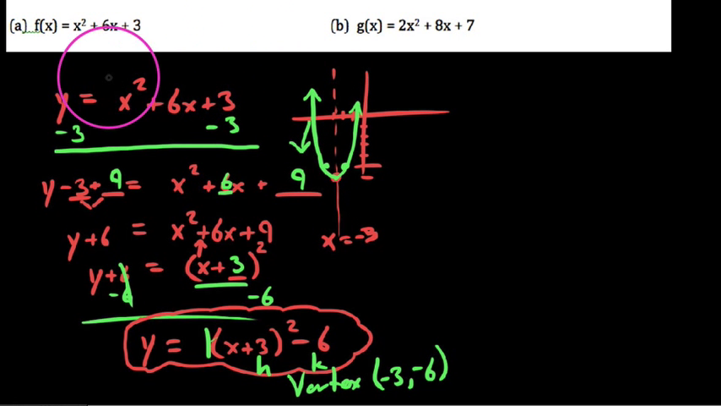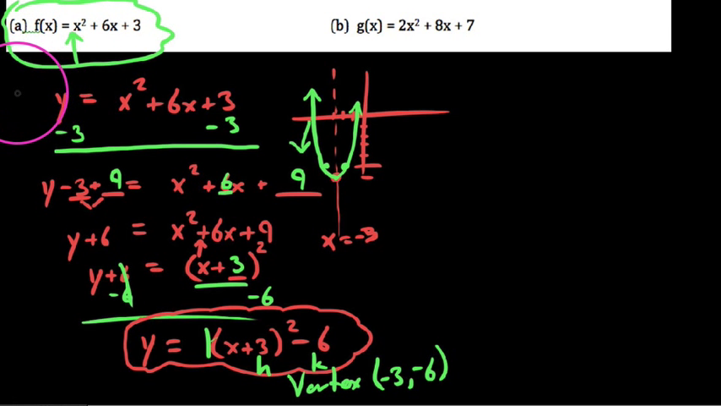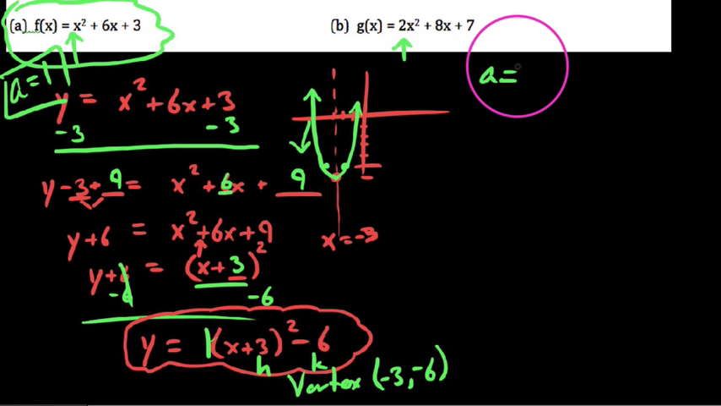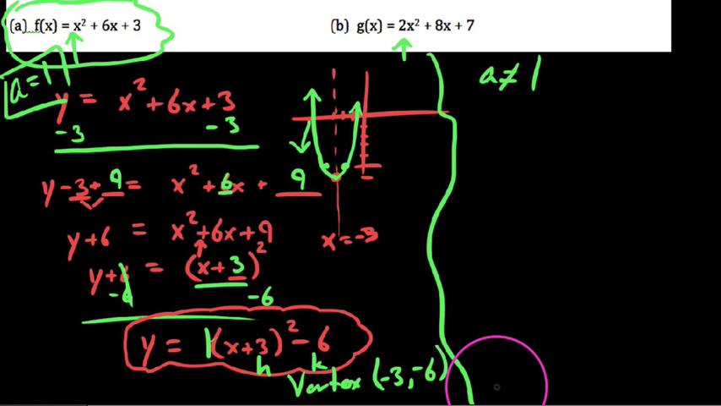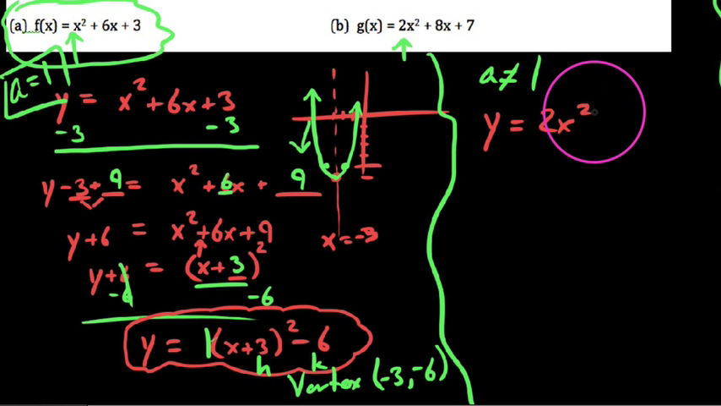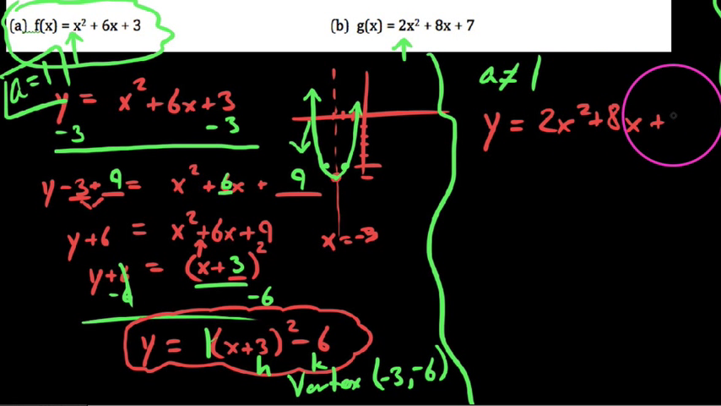Okay. So this is the instance that we work through if a is 1. If you're taking notes, we have to do an example where a is not 1. This is our a not 1 example. Let's start with what we've been given, which is y equals 2x squared plus 8x plus 7. We want to rewrite this into standard form.